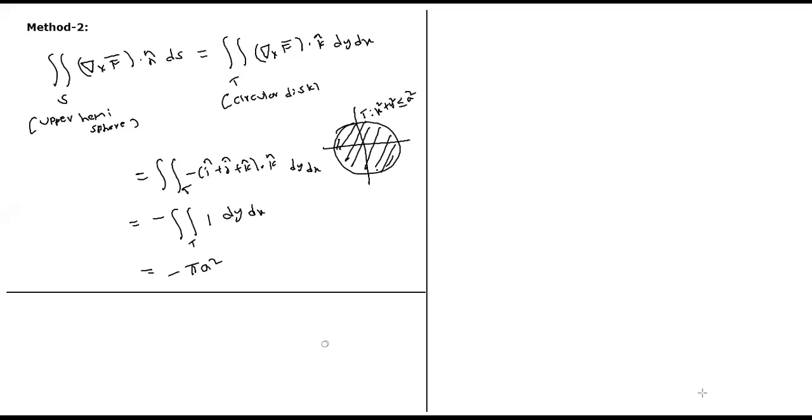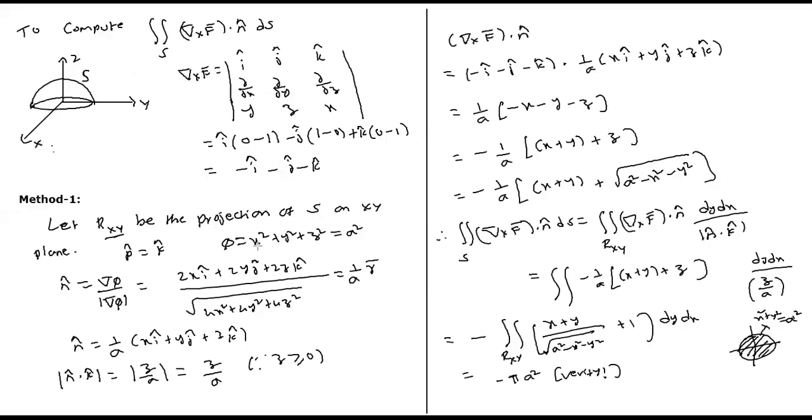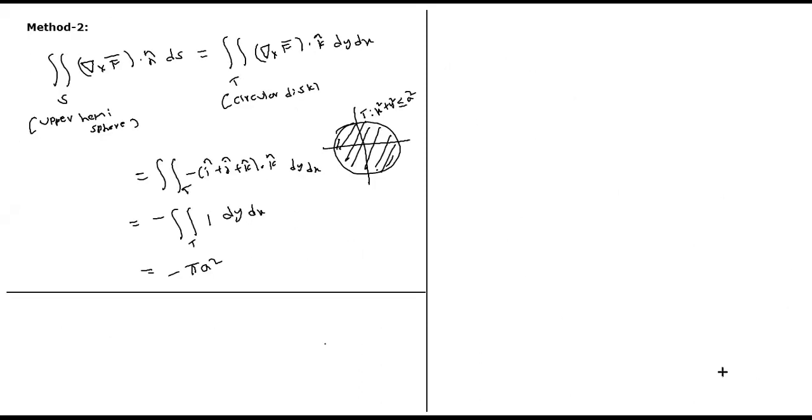Now you see the amount of work involved in finding the surface integral in method 1. There is so much work, but all this work can be reduced just by replacing the surface integral over the hemisphere with the surface integral over the circular disc. So that is the advantage sometimes when you have a difficulty. You can use this technique.